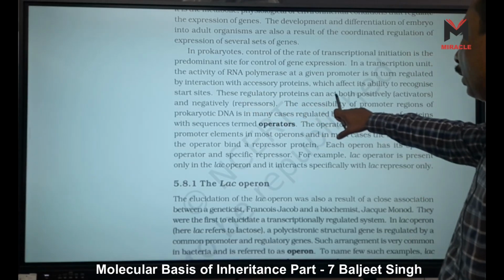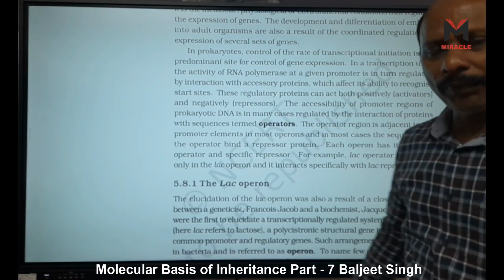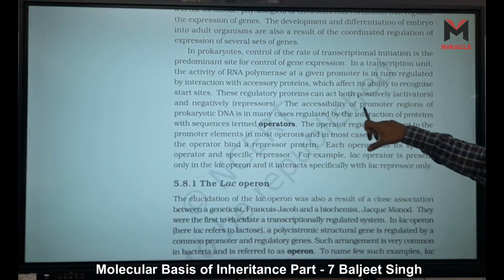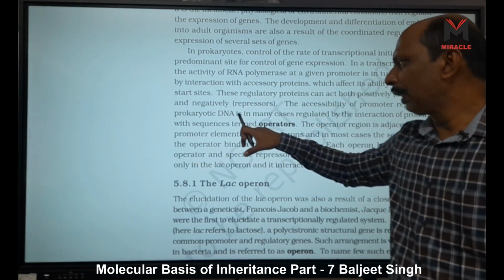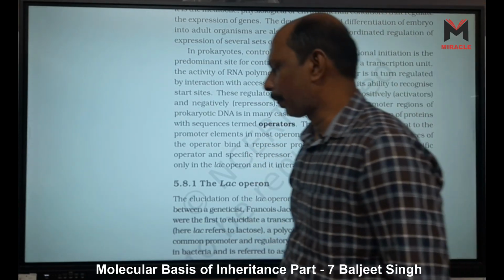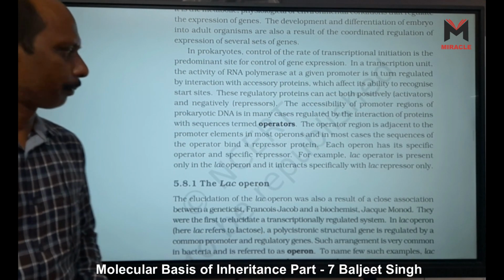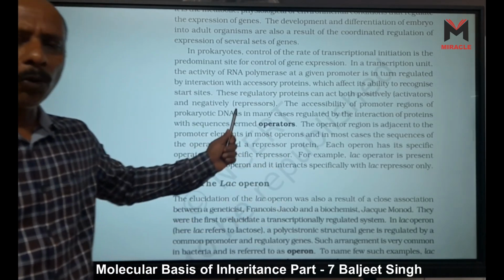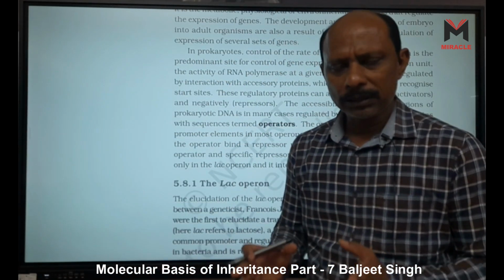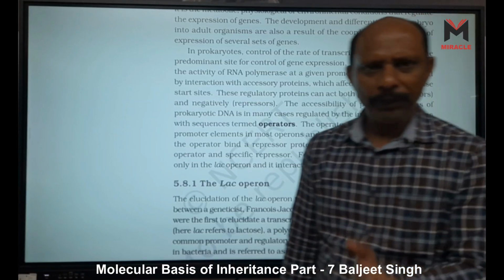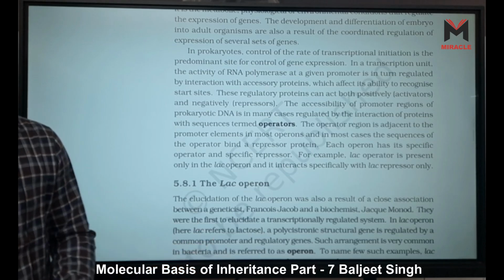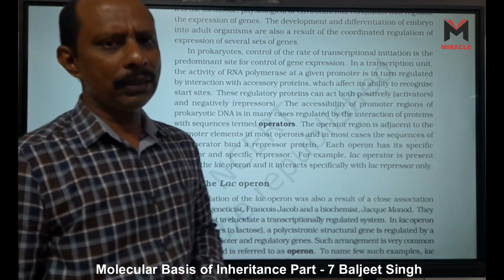These regulatory proteins can act positively, as activators, or negatively, as repressors. The accessibility of the promoter region of prokaryotic DNA is in many cases regulated by the interaction of proteins with sequences termed operators. These proteins bind with the operator; either they activate the process, and are called activators, or they stop it, and are called inhibitors.